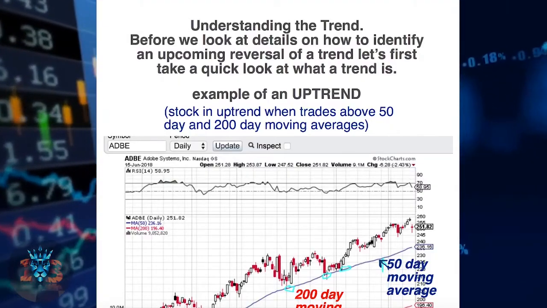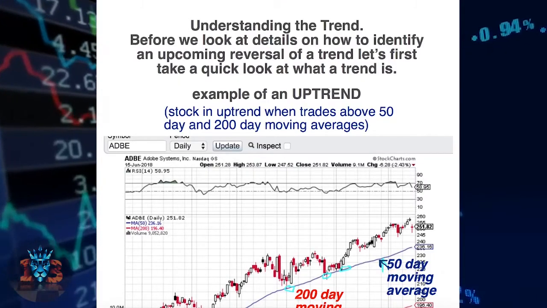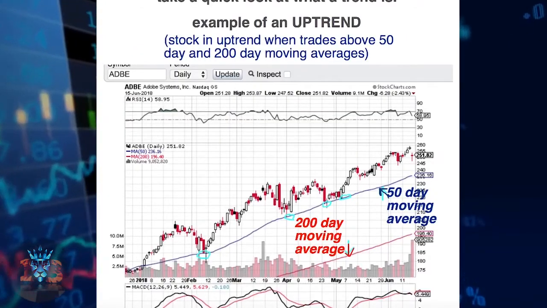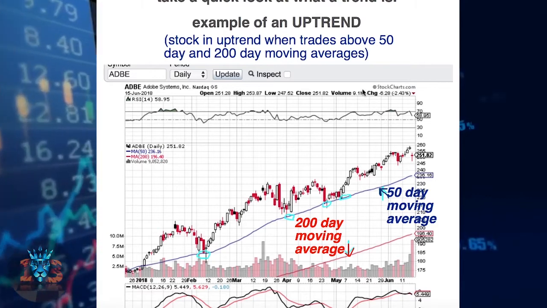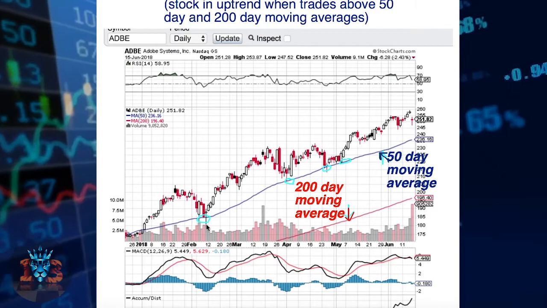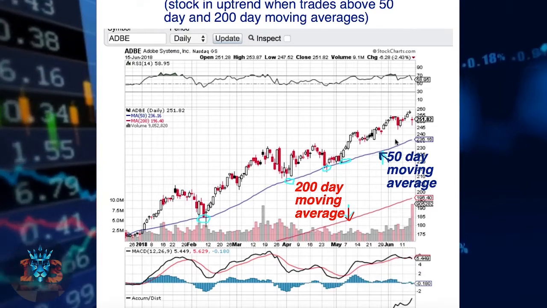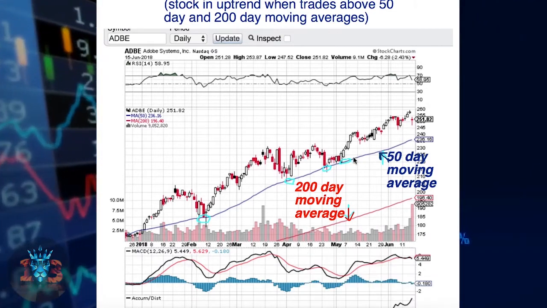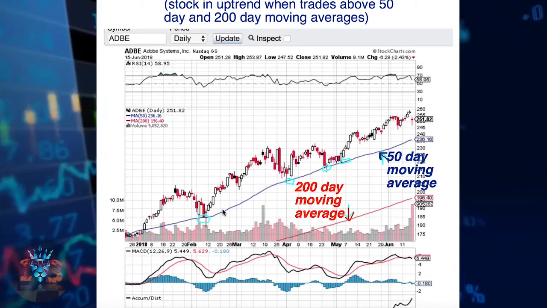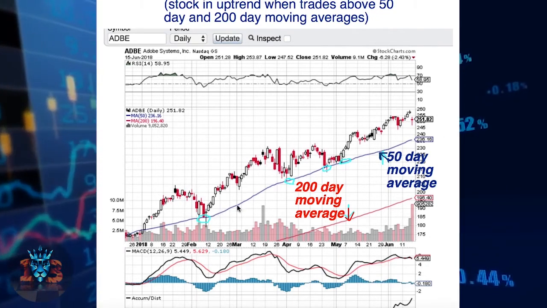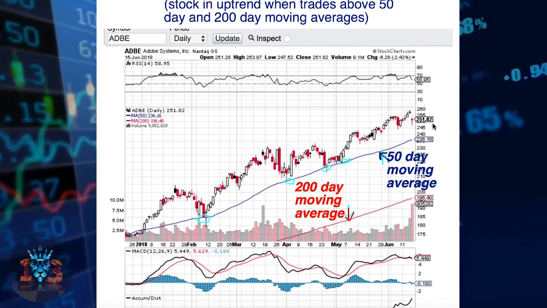Understanding the trend. Before we look at details on how to identify an upcoming reversal of a trend, let's first take a quick look at what the trend actually is. In this case, we're looking at an uptrend. Trend lines are quite simple. All you've got to do is connect the lowest points on the chart. In this case, it would be this point right here, highlighted in blue. If you hypothetically draw a line, or you can literally draw a line through this, and your line is pointing upward, then you're in an uptrend.